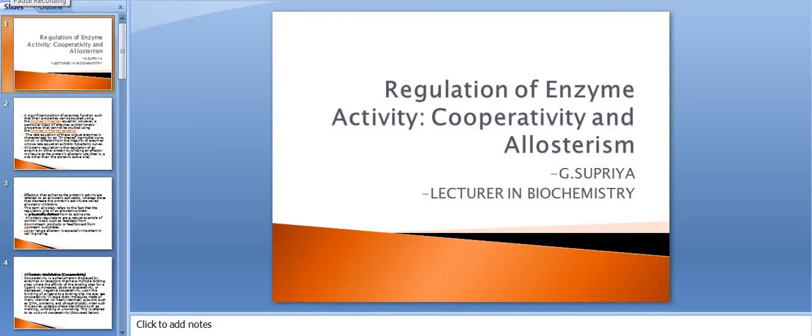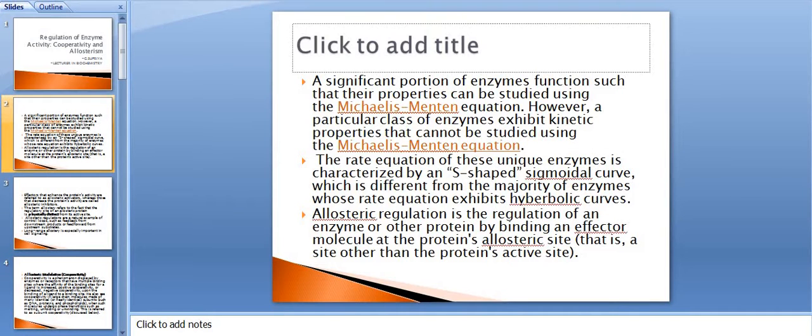Okay, next let us discuss regulation of enzyme activity, that is nothing but cooperativity and allosterism. A significant portion of enzymes function such that their properties can be studied using the Michaelis-Menten equation.